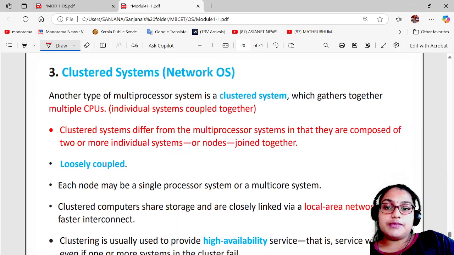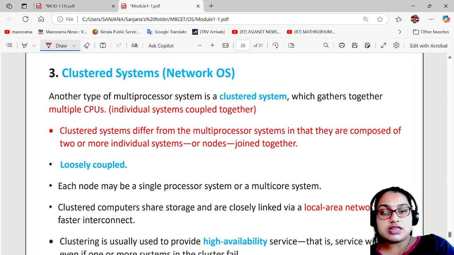Clustered system is another type of multiprocessor system, but we have classified it as a whole different thing. Here multiple CPUs are coupled together. Individual systems are coupled together. So it is not a single processor; it is multiprocessor, but in another term. In a multiprocessor system, single processor systems are combined, and in a clustered system, multiple CPUs are clustered.